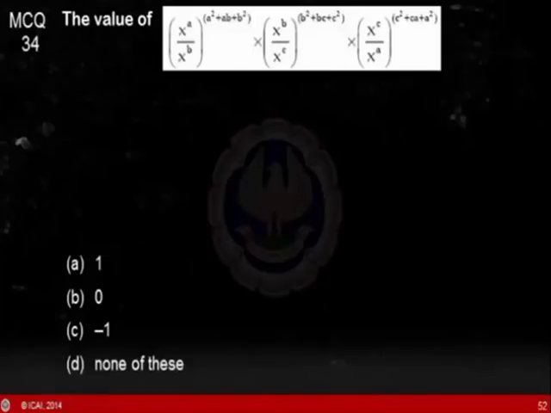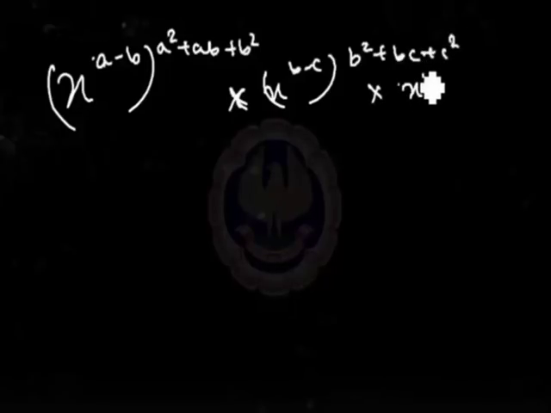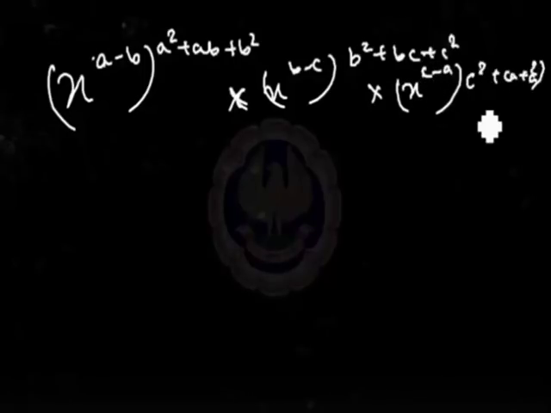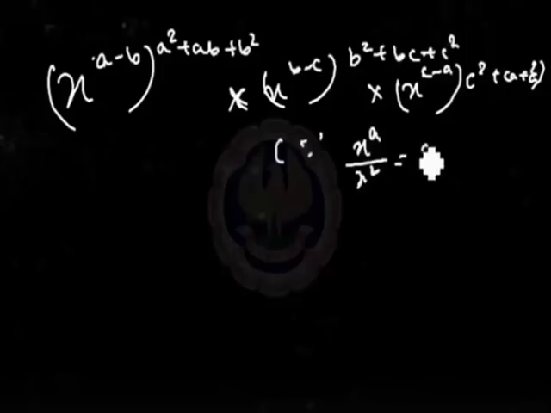Yet if you want me to just solve this, I'll do it in very simple steps. So we'll write this in very simple terms. The first term can be written as x to the power a minus b whole to the power a square plus ab plus b square. The second term can be written as x to the power b minus c into b square plus bc plus c square. And the third term can be written as x to the power c minus a into c square plus ca plus a square. Okay. This is because x to the power a by x to the power b is equal to x to the power a minus b.